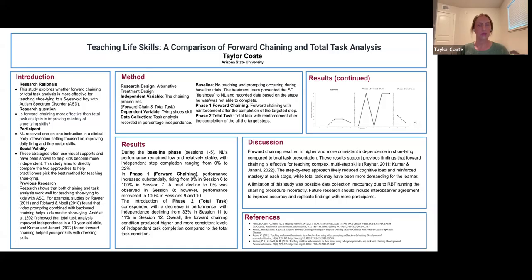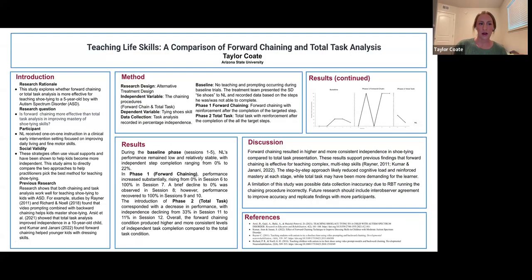For baseline, there was no teaching and prompting that occurred during the baseline trials. So from sessions 1 through 5, the treatment team was not presenting any prompting. The treatment team would present the SD of tying shoes to NL and record the data based on the steps that he could and couldn't complete.